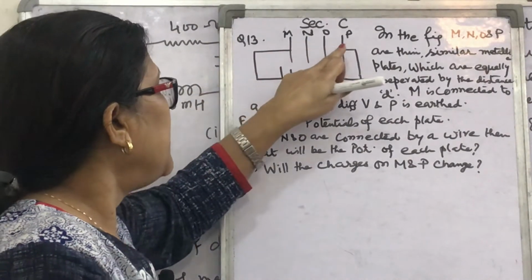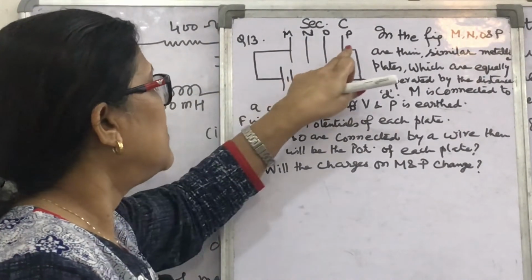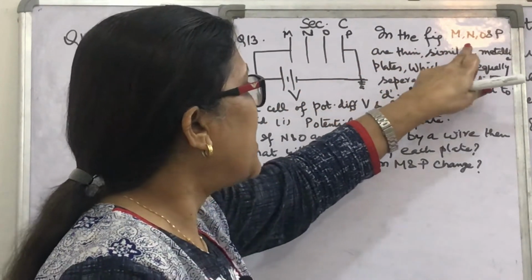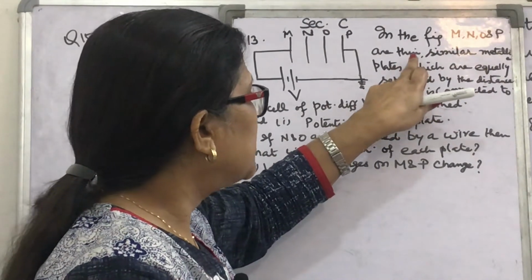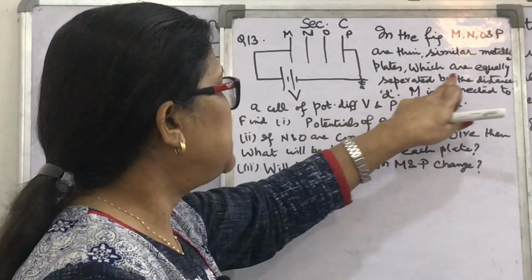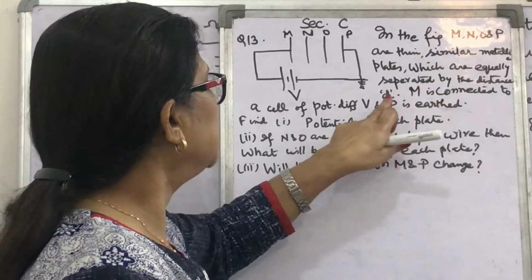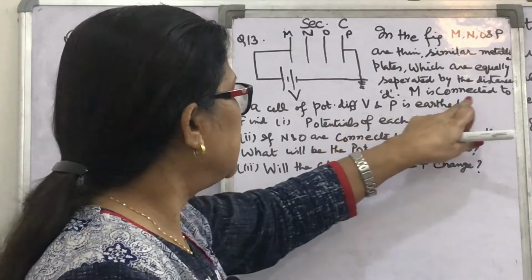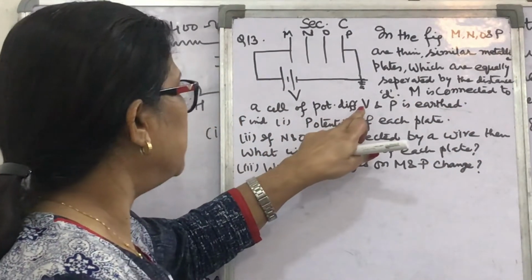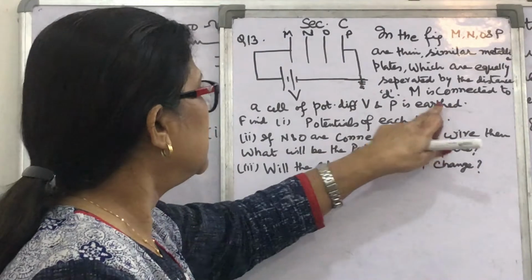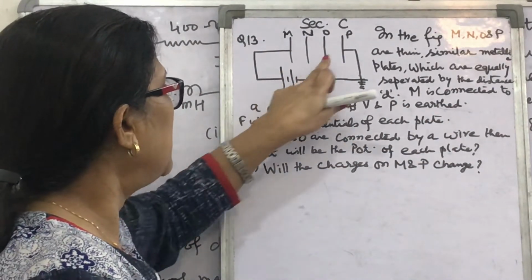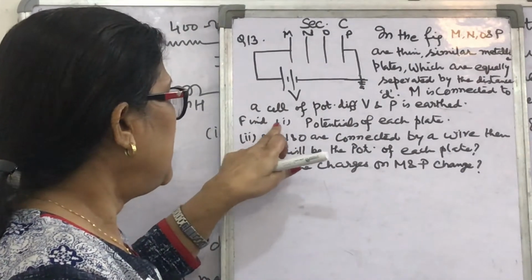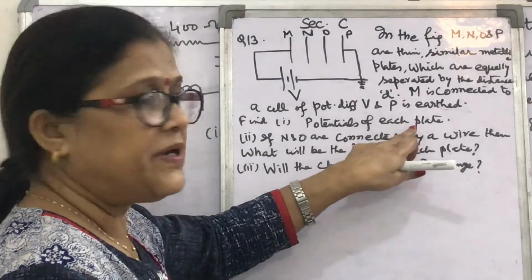M, N, O, P, these are the 4 plates of the capacitor. This question says, in the figure M, N, O and P are thin similar metallic plates which are equally separated by the distance d. This gap, this gap, this gap, it is d. M is connected to a cell of potential difference V and P is earthed. Look, this is the positive terminal and here P is earthed. You have to find first the potential of each plate.